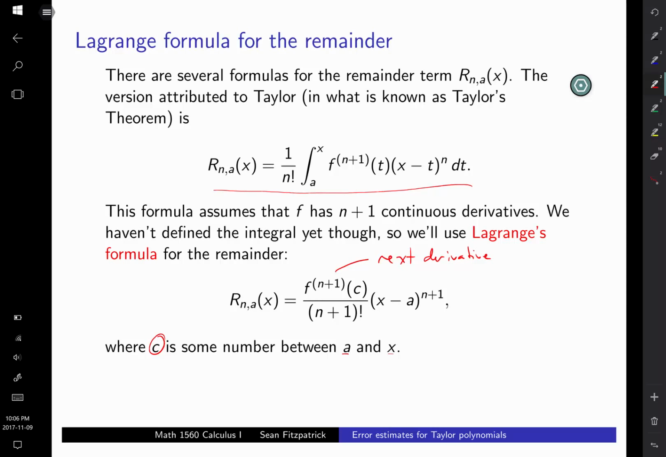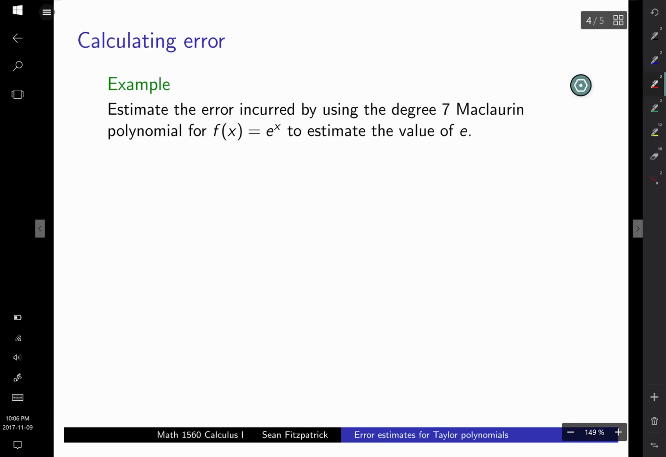We'll see that for the purposes that we're going to use this remainder formula, the fact that we don't know what this number c is, it's not going to matter. So let's look at an example so we see how we would work with this. We'll do something simple.